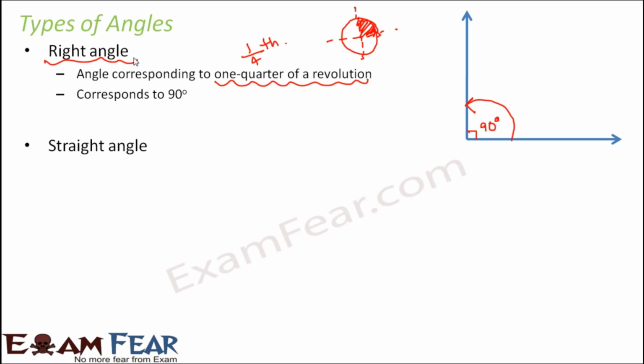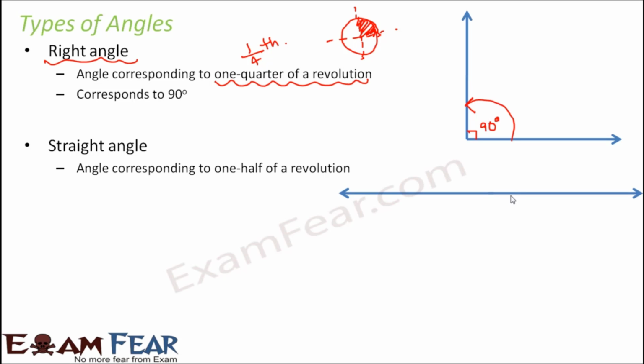Similarly, you have something called a straight angle. Straight because this angle is formed on a straight line. Now what is a straight line? This is a straight line. So this angle is 180 degrees. The name given to the angle corresponding to 180 degrees is straight angle because it forms a straight line. Now the question is, how much of a revolution is 180 degrees? It is 1/2 of a revolution. So 1/2 of a revolution corresponds to a straight angle, that is 180 degrees.